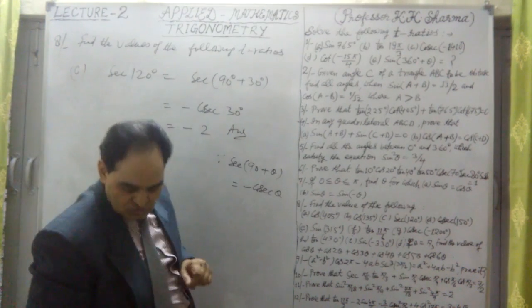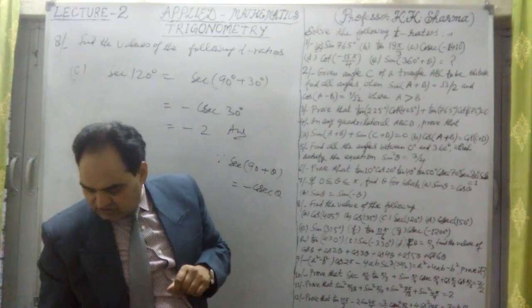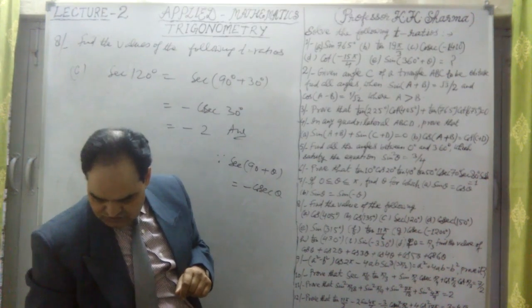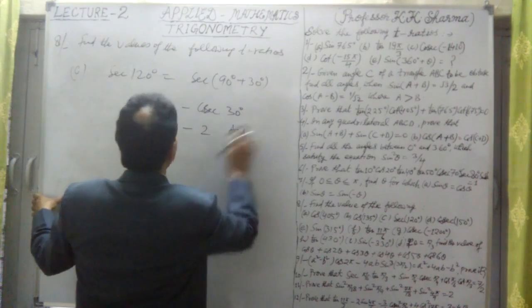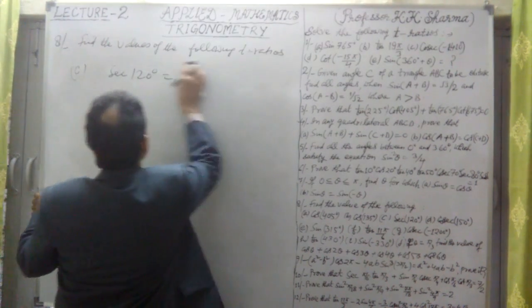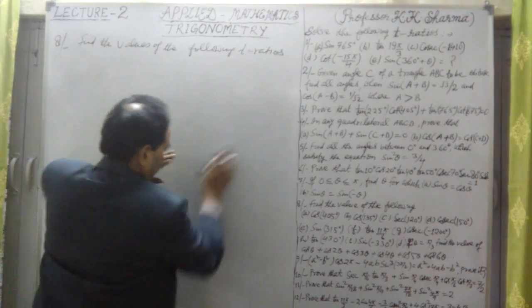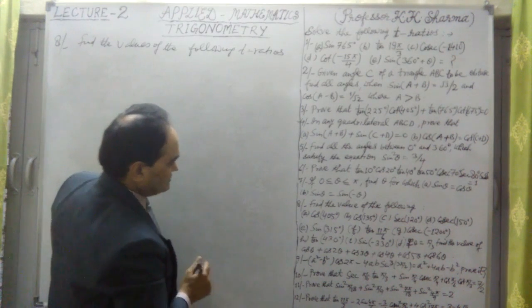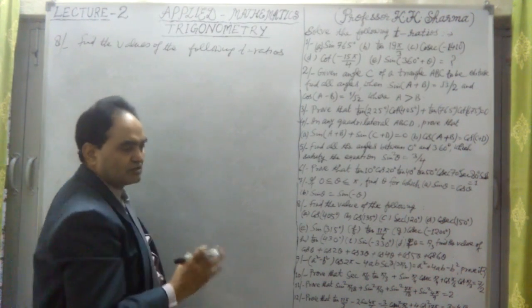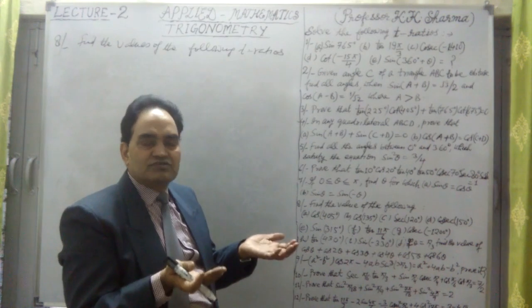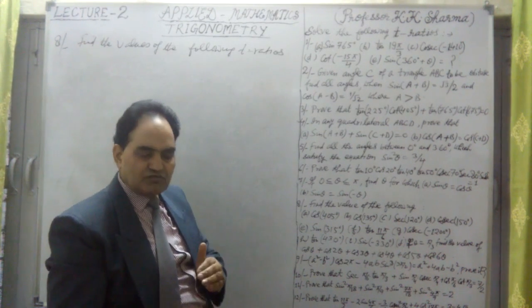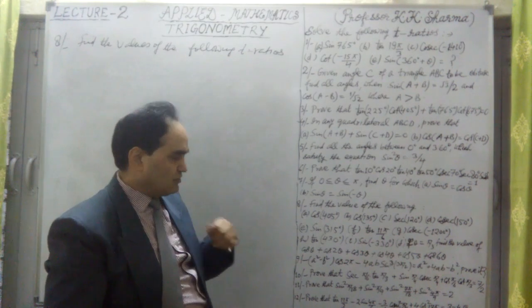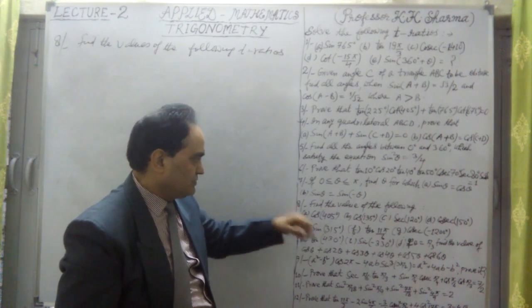Cosec 30 degree is 2 only, because sine 30 degree is 1/2. So this is the C part, the answer is minus 2. Okay, now let us take the next. In this way also we can calculate the value of angles larger than 90 degree or 180 degree. We convert them into smaller form, and then we have to remember the formula. So the C part we have done.